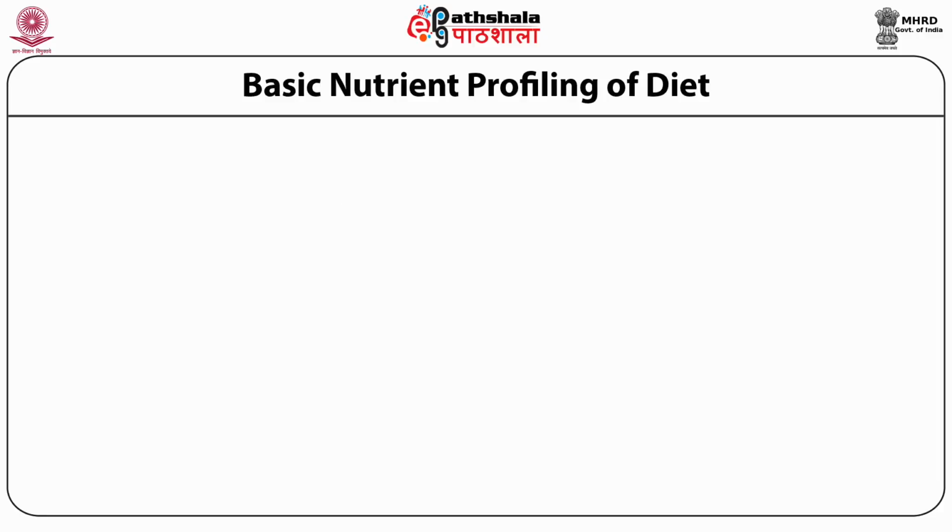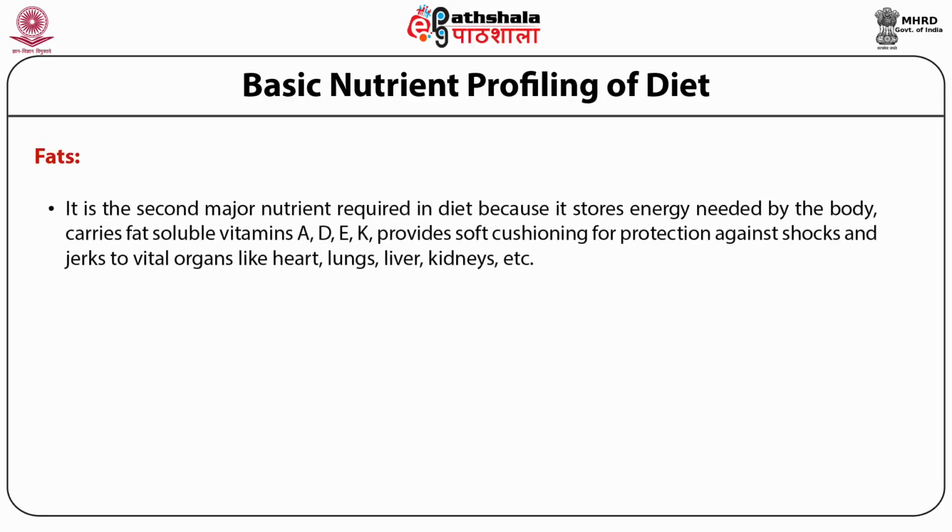The next nutrient is the fat. It is the second major nutrient required in diet because it stores energy needed by the body, carries the fat-soluble vitamins A, D, E and K, and provides soft cushioning for protection against shock and jerks to vital organs like the heart, lung, liver, kidney, etc. It also acts as an insulator against cold weather, maintaining the temperature of the body, and reduces hunger pangs.